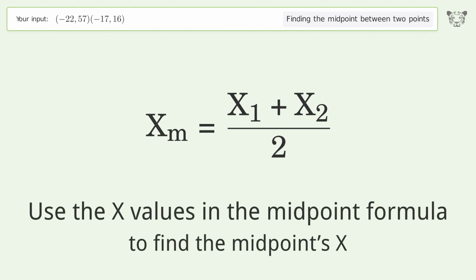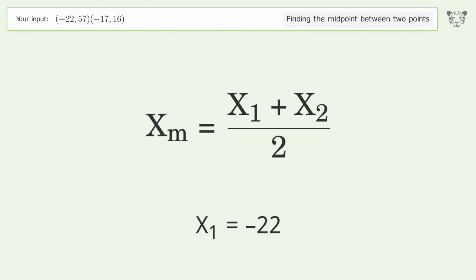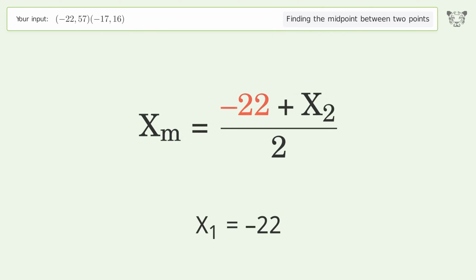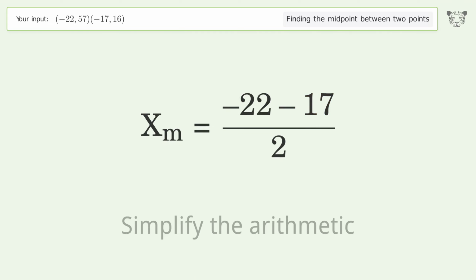Use the x values in the midpoint formula to find the midpoint's x. x1 equals negative 22. x2 equals negative 17. Simplify the arithmetic.